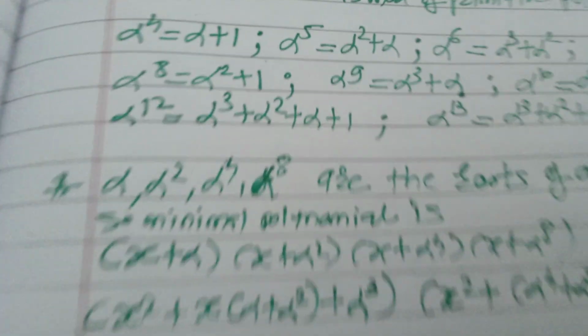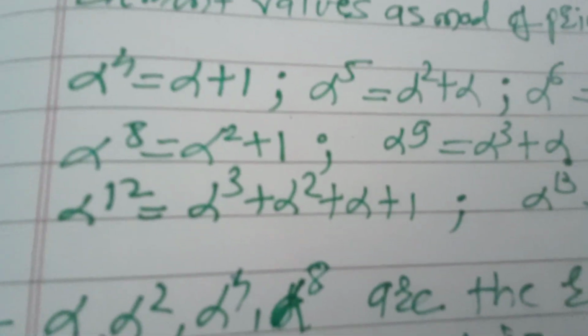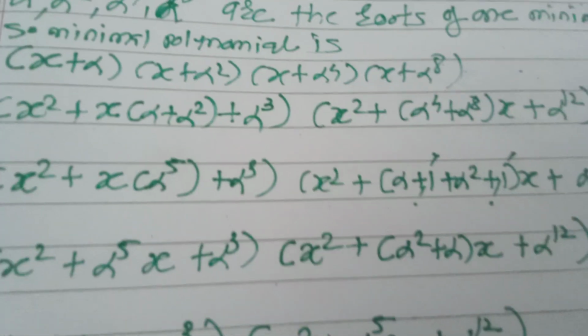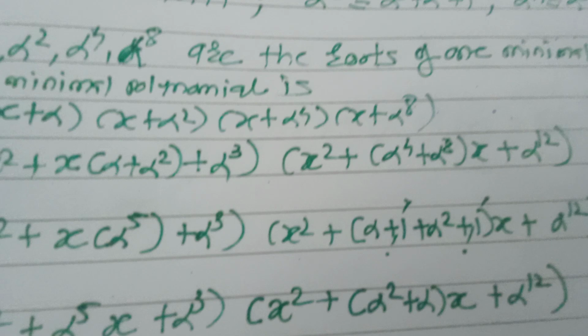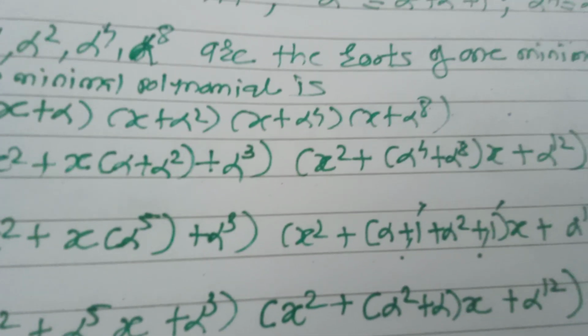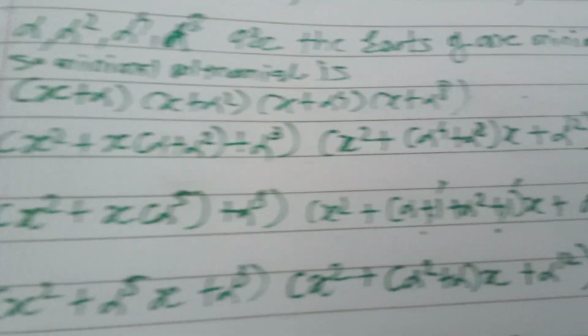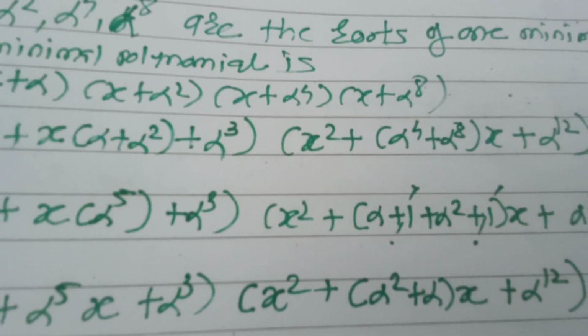So alpha 4 is alpha plus 1, this one. Alpha 8 is alpha square plus 1. Then 1 gets cancelled out because 1 plus 1 is 0. Plus alpha 12. Then it is same. After that, here remaining is alpha square plus alpha.